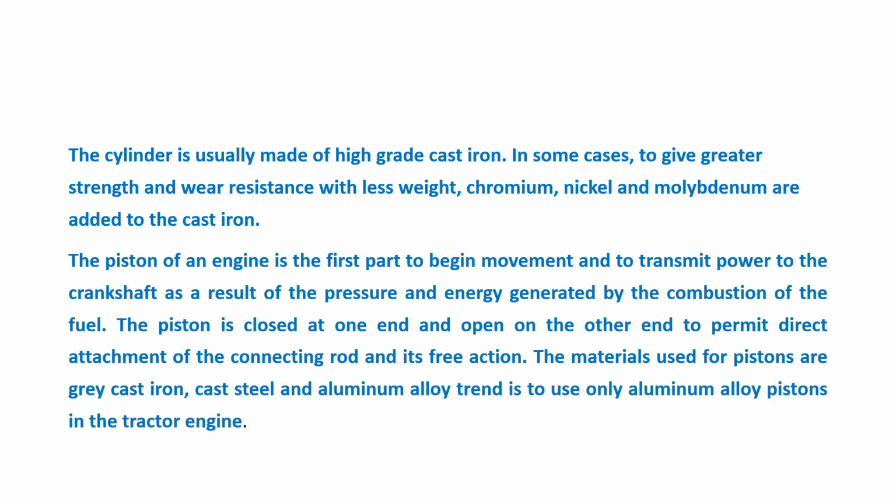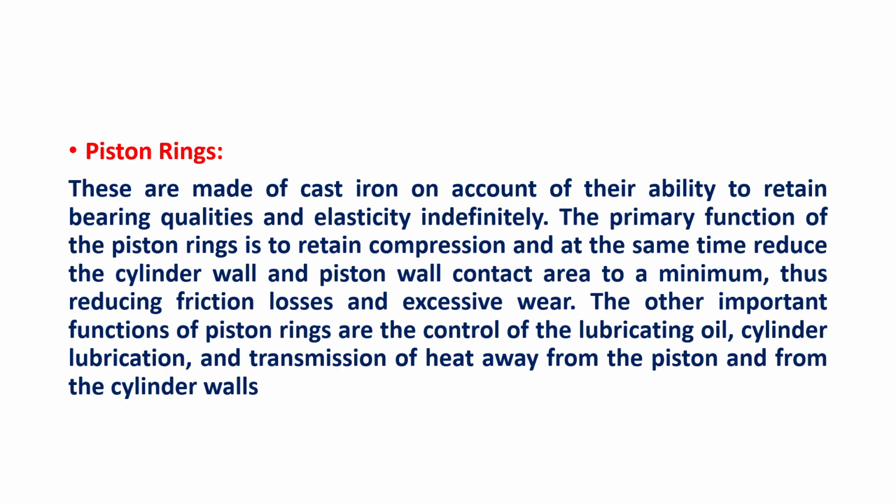Next we have piston rings. These are normally made of cast iron. Why cast iron? They have to retain the bearing qualities, and they should also exhibit elasticity. What is the main work of the piston rings? They are used to retain the compression, so they should be airtight. They also reduce the contact area between the cylinder wall and the piston. If the piston contacted the wall throughout its area, the friction losses and wear would be very high. To reduce this, we use piston rings. They are also used for controlling the lubricating oil and carrying away heat.